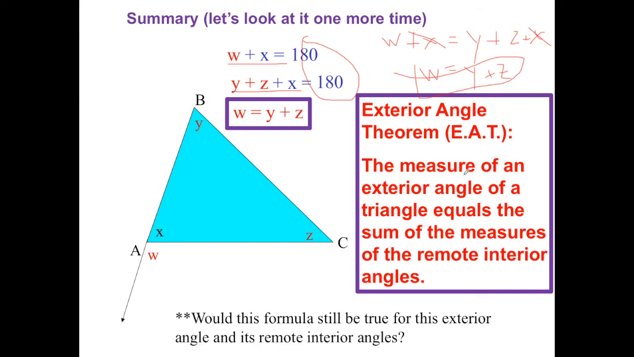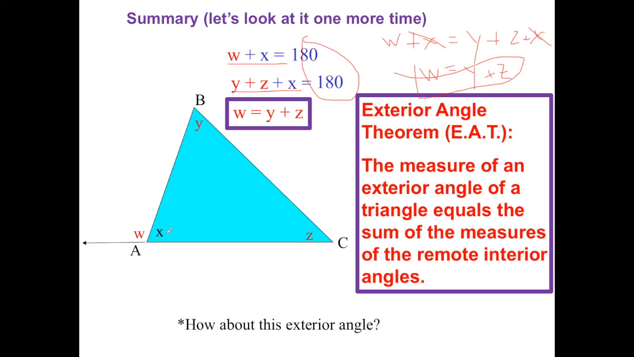Some other quick questions that I have about the exterior angle theorem. Well, with this formula, W equals Y plus Z, would it still work for this guy right here? And here I got Y and Z over there, so those are the remote interior angles. Yes, it totally would. Equals 180, equals 180, and then transitive property and subtracting X from both sides, boom, same thing.